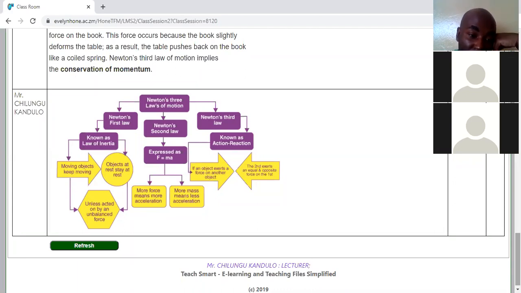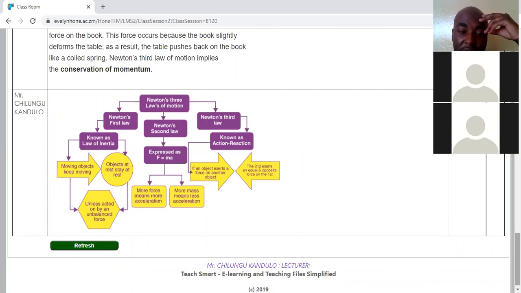So more force means more acceleration, more mass means less acceleration. This is inverse and direct proportional too. So when things are direct proportional, when you increase one, it means the other one will also be increased. But if the case is that when something increases, then the other one is reduced, then that is inversely proportional. Then the last law is called the Newton third law.